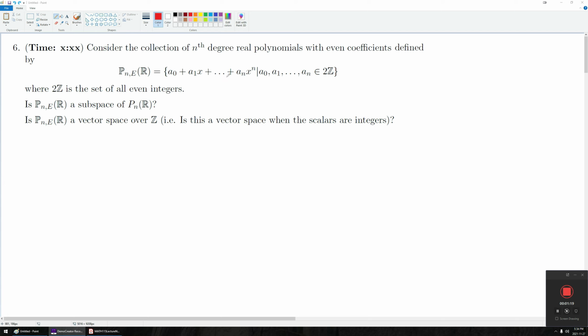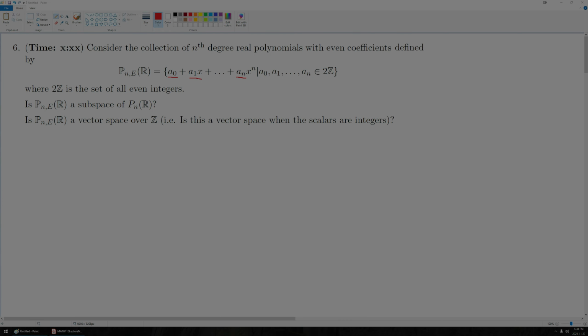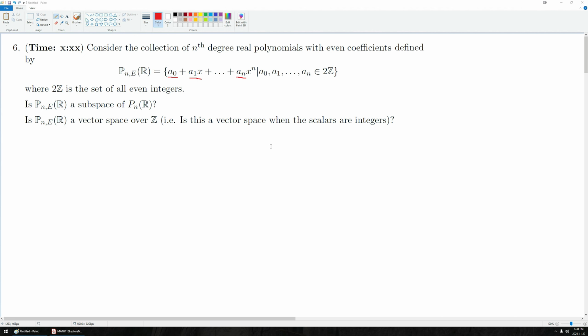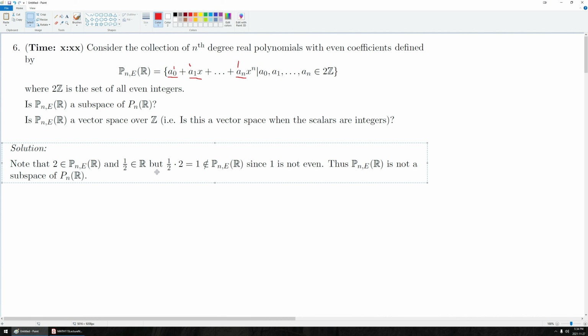Well, yeah, if I take 2 of these polynomials of this form and add them together, I just add the coefficients together, and the sum of even numbers is even. So this would be closed under vector addition, in this case polynomial addition. Well, the last one, is this closed under scalar multiplication? That's where I run into a problem. If I take one of these polynomials and multiply by some number, I'm not guaranteed that these will remain even integers. So to be explicit, I can just take this counterexample.